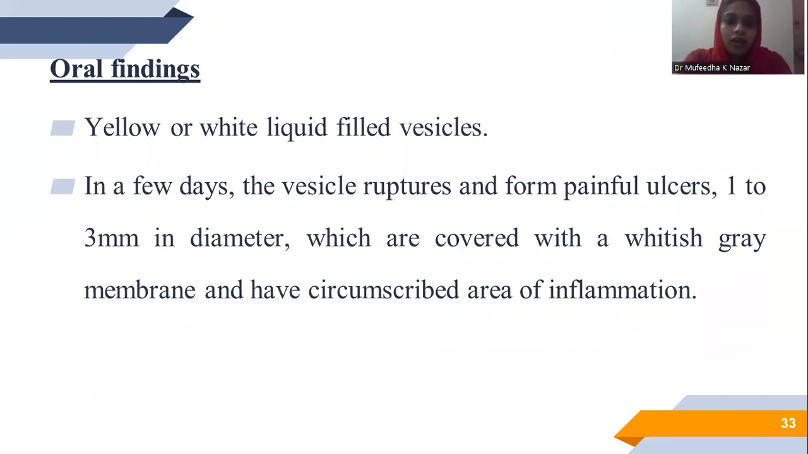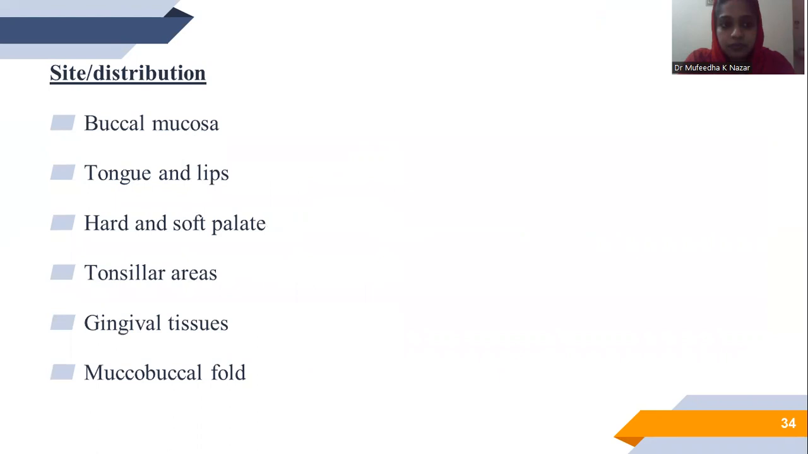Now coming to the oral findings, there will be yellow or white liquid-filled vesicles. In a few days, these vesicles rupture and form ulcers of 1 to 3 mm in diameter. These ulcers are covered by a whitish gray membrane and have a circumscribed area of inflammation. These ulcers are usually seen on the buccal mucosa, tongue and lips, hard and soft palate, tonsillar areas, gingival tissues, and mucobuccal fold.